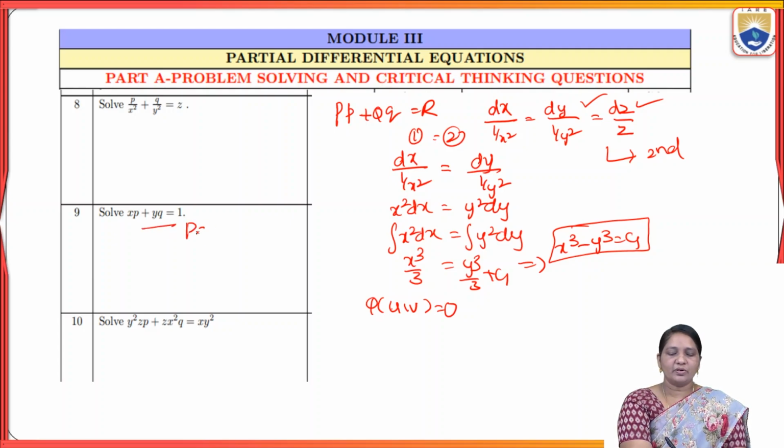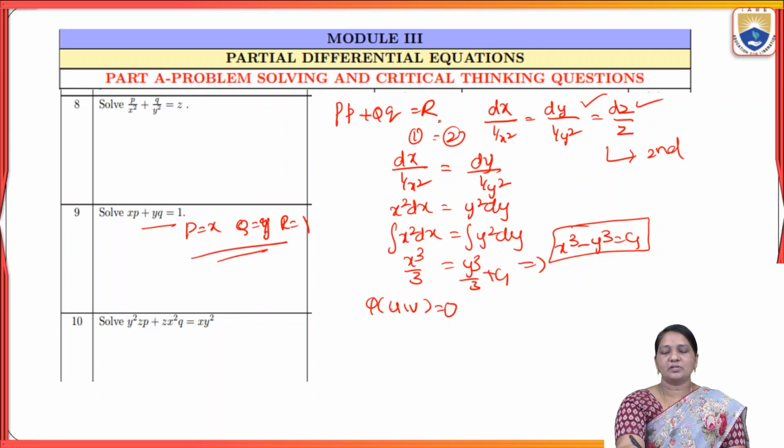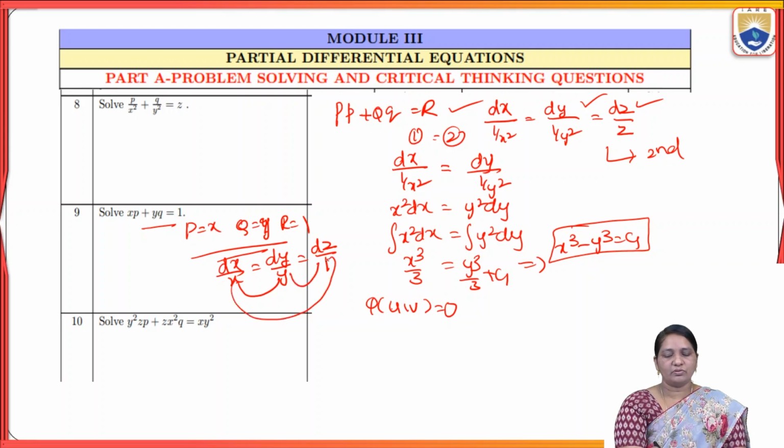So here p value is x, q value is y and r value is 1. Now we are going to replace in the auxiliary equation. After then we can solve by using the method of grouping. Here 3 solutions are possible, that is dx by x equal to dy by y equal to dz by 1. So we can take 1 equal to 2 also, or 2 equal to 3 also, or 1 equal to 3 also to get the 2 solutions.